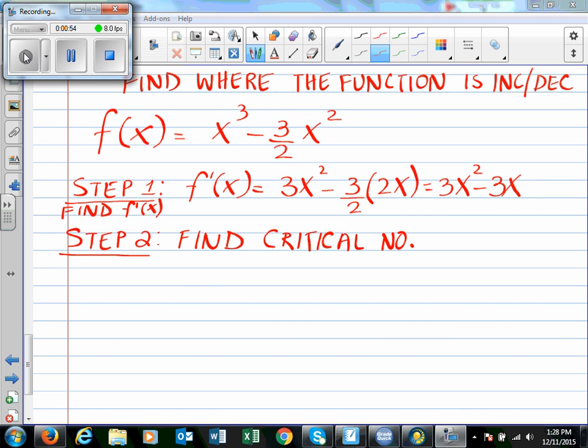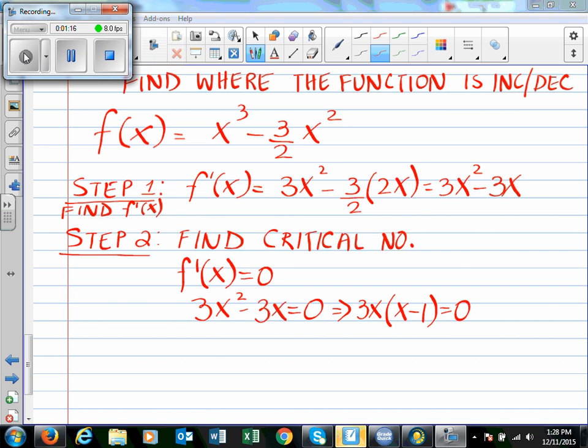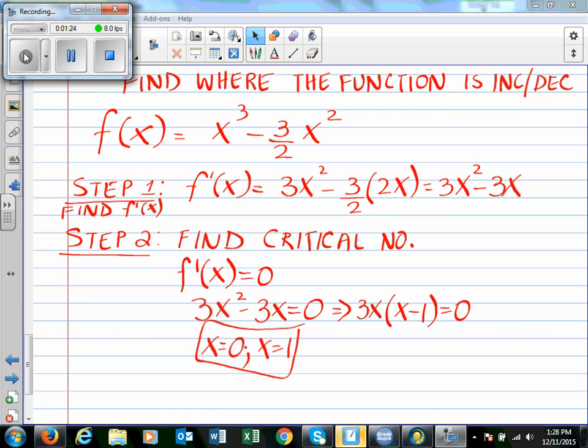To find the critical numbers, we equate the derivative to 0, which means I do 3x squared minus 3x is 0. Now where do we go from here? Right. So when you factor it out, you get 3x times x minus 1 is 0. So that gives you x is 0 and x is 1. So these are the critical numbers. Right? So these two steps clear to you?